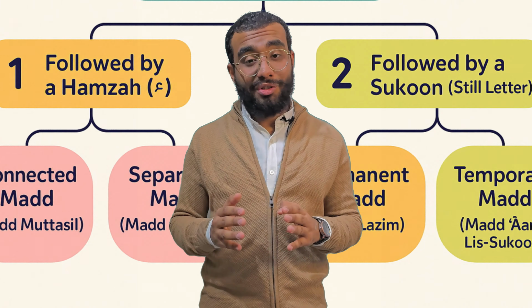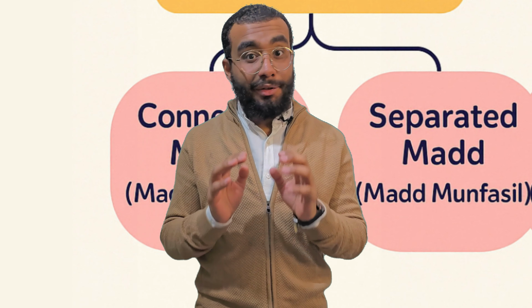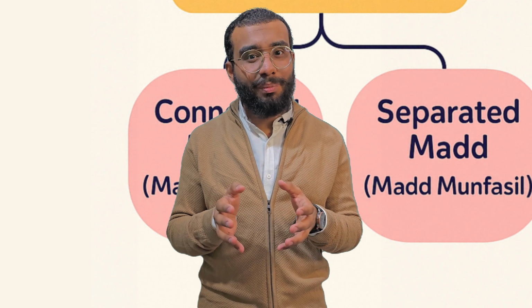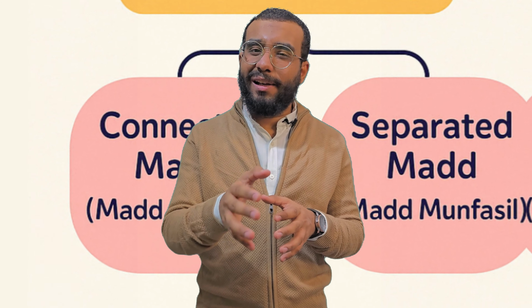And just like that, we've finished learning the first type of mad before hamza, mad wajib muttasil. Now you can recognize it easily in the Quran, recite it confidently, and enjoy a smoother recitation. In the next lesson, we'll move on to the next type, mad munfasil, or disconnected mad. And you'll see how it's similar, but it's also a little different.